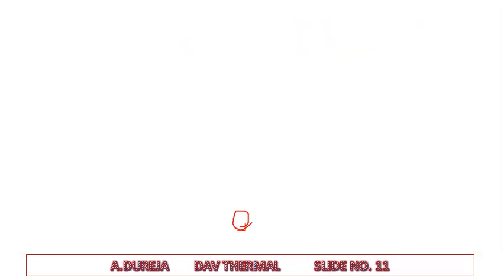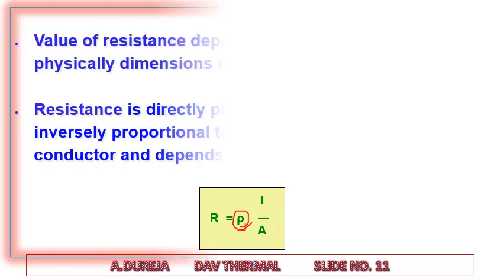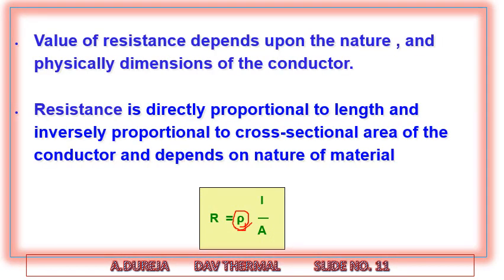Now, at a constant temperature, the resistance of a conductor is directly proportional to the length of the conductor, inversely proportional to the area of the cross section, and depends on the nature of the material. So, if we combine, we get R is directly proportional to L upon A, and when we remove the proportionality sign, we get a constant, and that constant is the resistivity.